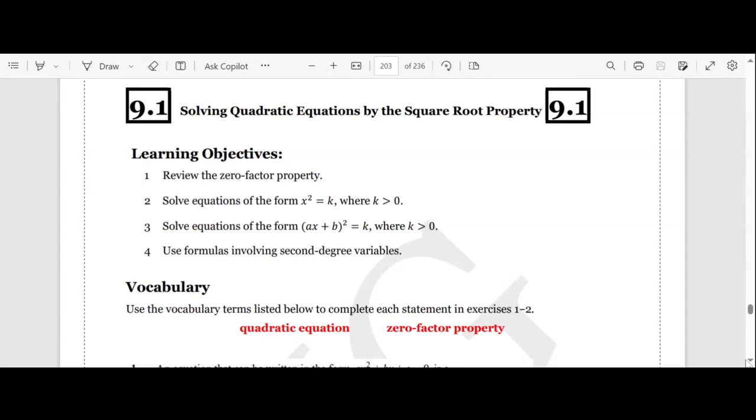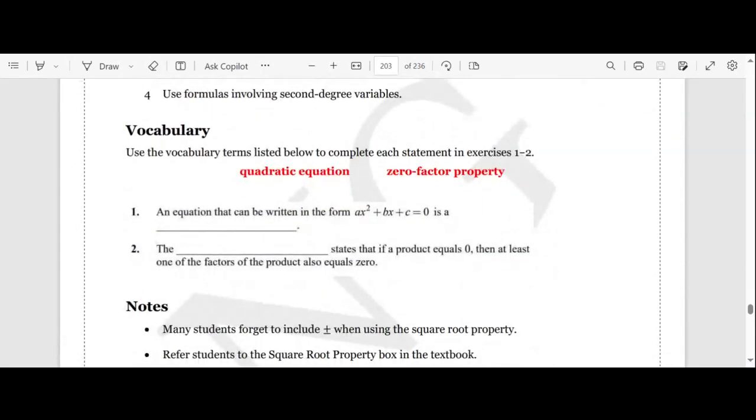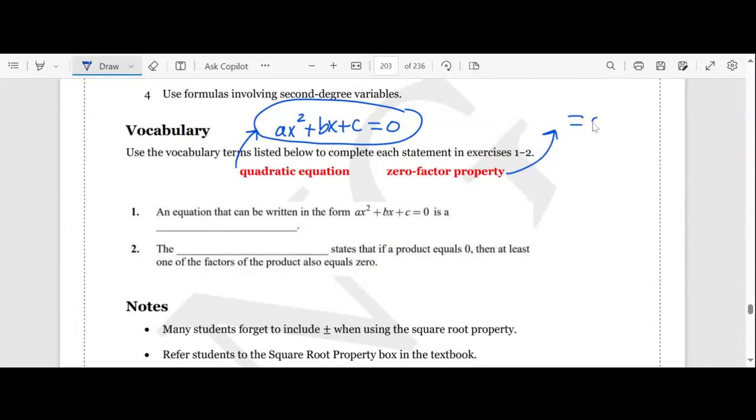Okay, so quadratic equation. What is a quadratic equation? It's in the form of ax squared plus bx plus c equals 0. This is called what? Quadratic equation. Zero factor property means you make it equal to 0 and you factor. Okay?